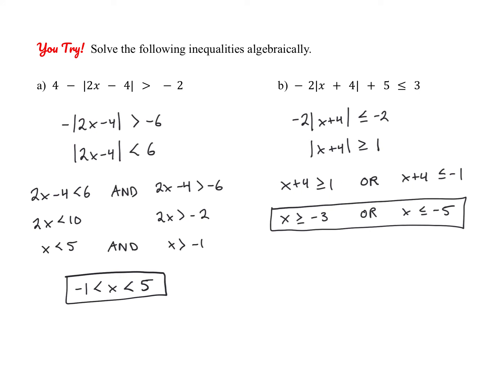And then for part B, by the time you isolate, your sign again has flipped. So this is a greater than, so it's an or problem. So here are your two scenarios, and your answer should have or. So it's two separate inequalities as your answer.